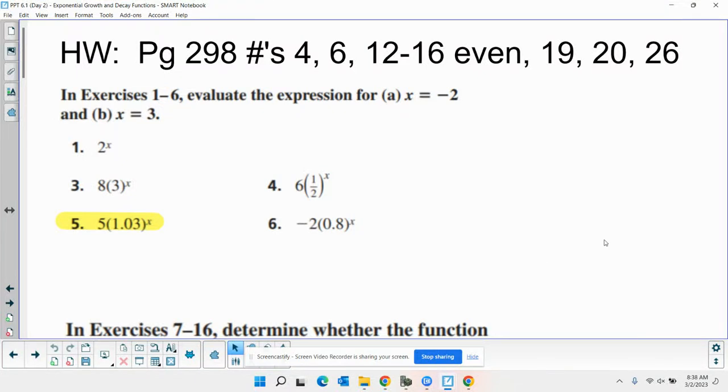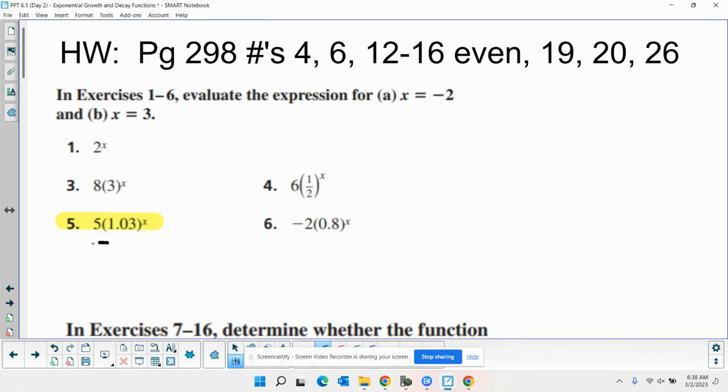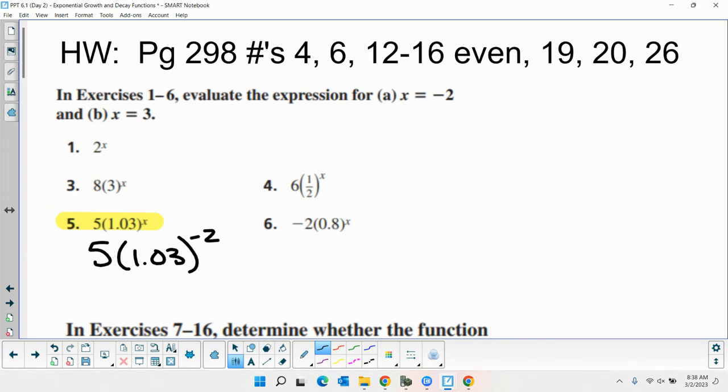So all we do when we evaluate is find out what the answer is. And they always tell us what x equals when we have to evaluate. So when x is -2, we're just going to go 5, 1.03 to the -2 power. And then we're going to go 5, and 1.03 to the third power. We're just going to put those two things in our calculator.